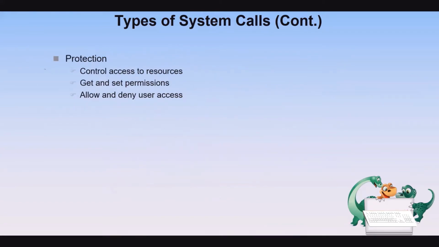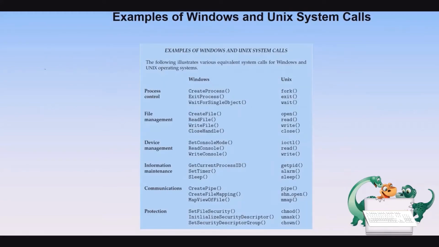And the last one is protection. So control access to resources, authorization, get and set permissions, allow and deny user access. So basically under protection system calls, it tackles more on the authorization and authentication also. So these were the 6 categories of system calls mentioned earlier: process, file, device, information, communication, and protection.